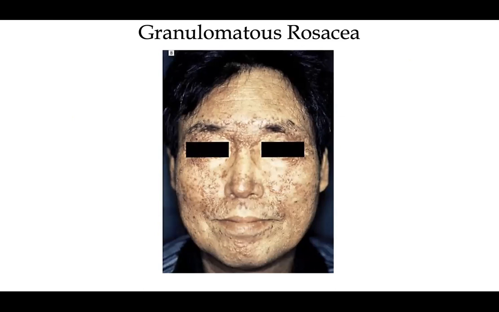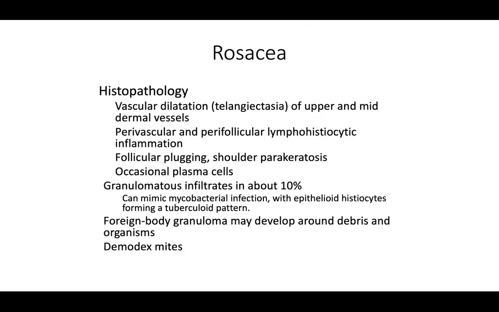Acne and rosacea definitely share a lot in common, but there's just something a little bit different about this. Clinically, the way it appears, more monomorphic in many cases. And so this is your granulomatous rosacea. Histopathology, you're going to see the vascular dilatation or telangiectasia of the upper and mid dermal vessels.